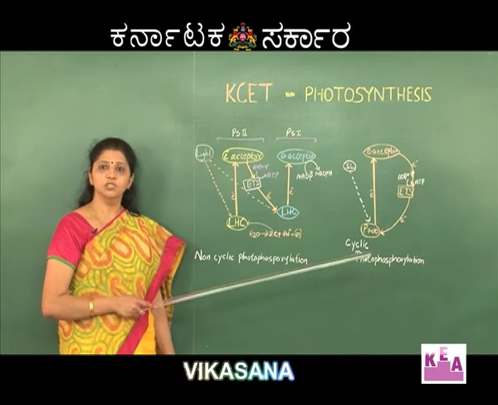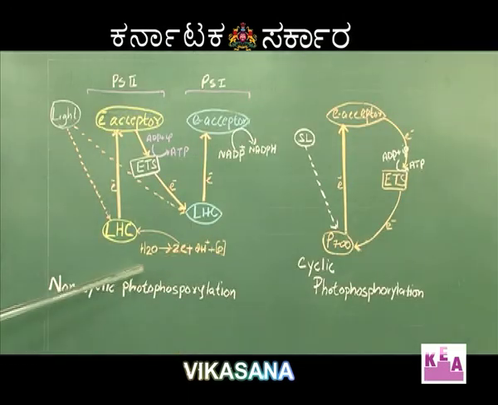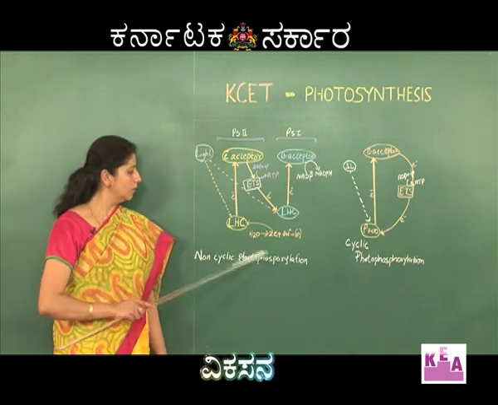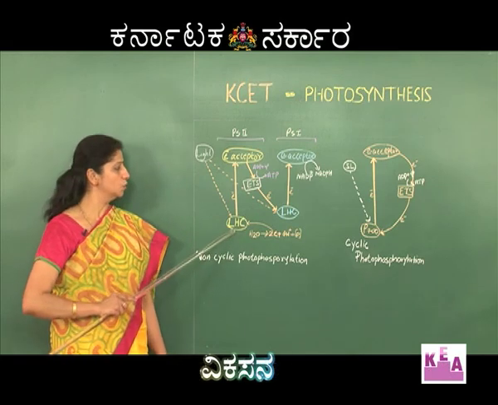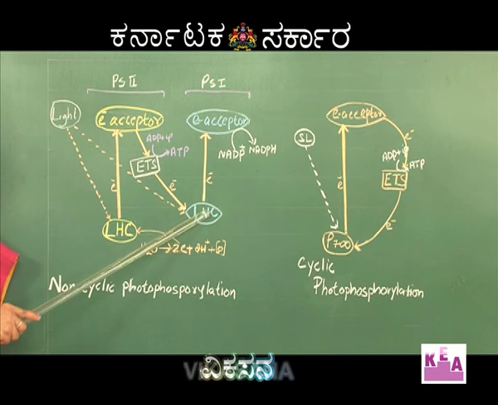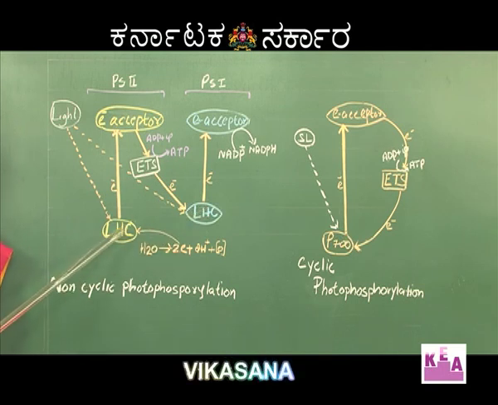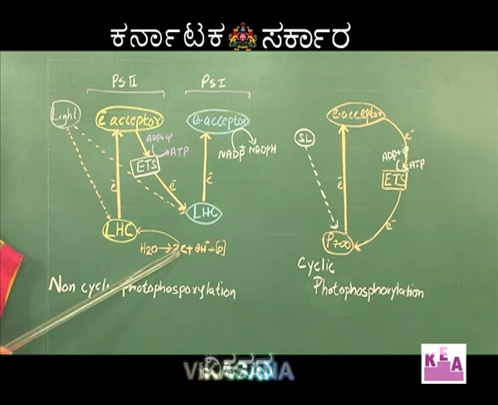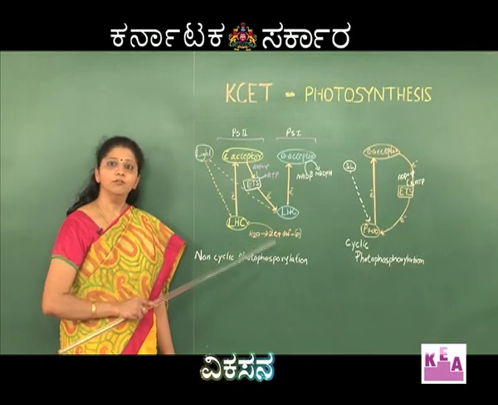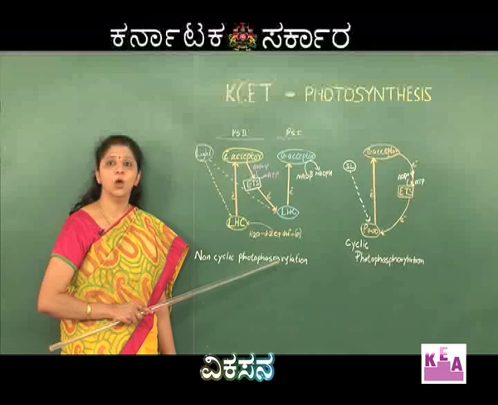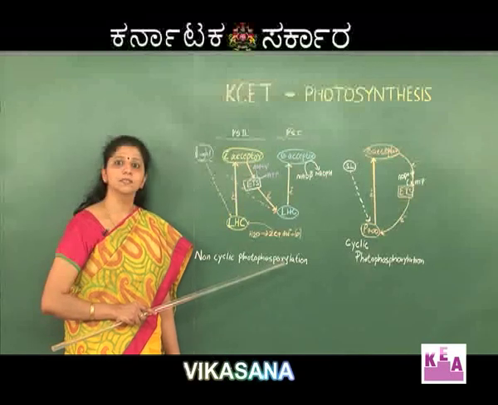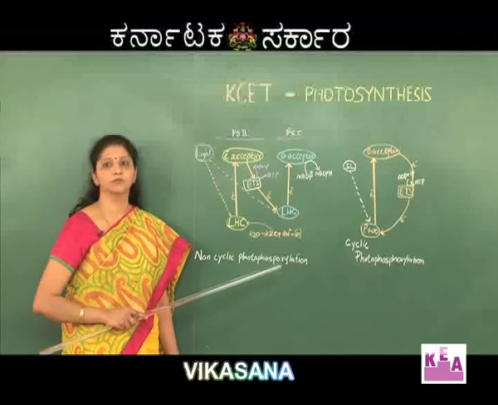Now you would have understood why this is non-cyclic photophosphorylation. Here, the electrons expelled from PS2 reach PS1, and PS2 is getting electrons from the photolysis of water. That means the path of electrons here is non-cyclic. That's why it is called non-cyclic photophosphorylation.